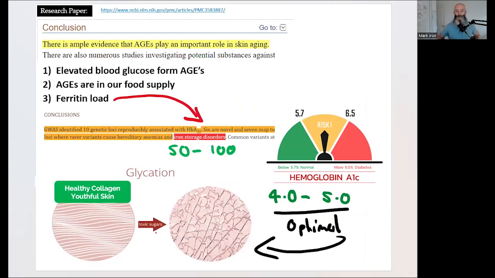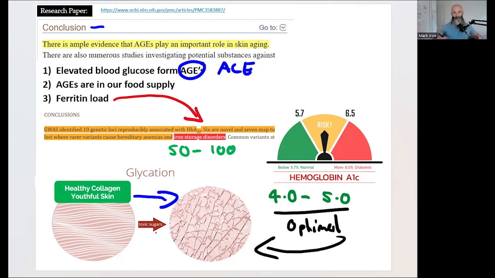So when our blood sugar is too high too long, we form these AGEs, but also ALEs, advanced lipoxidation end products. And as the studies have shown, like many of these studies, my friends, there is ample evidence that these AGEs play an important role in skin aging. And you can actually test for this.